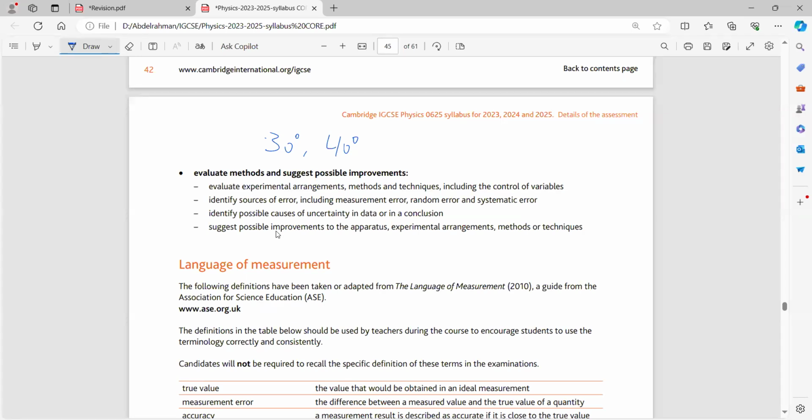How can I increase the range? For example, I would take even more numbers, like 20, 25. We can take 35 and 45, 50. You have to increase the numbers. You have to increase the experiments. You cannot conduct the experiment only once or twice. You have to conduct the experiment at least 5 times.